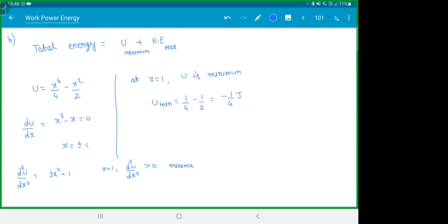It is not 0. So going back, total energy is U minimum plus kinetic energy maximum. So total energy is 2. This is minus 1/4 plus half m v max square, but m is 2. So you end up with v max square equal to 2 plus 1/4, which is 9/4. Root of that is 1.5 meter per second. Check.